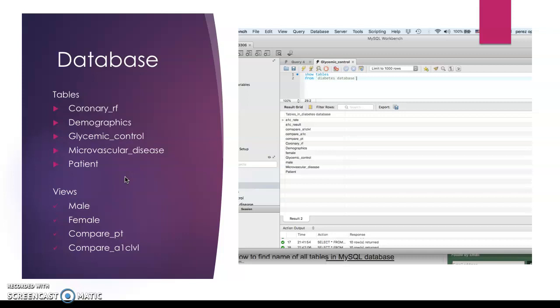After that, I created some views. So I have a male view, I have a female view, I have a compare PT view, and I have a compare A1C level view. As we move on, I'll talk more about how these views can be used easily and are easily accessible in retrieving some important information about a patient's health records.